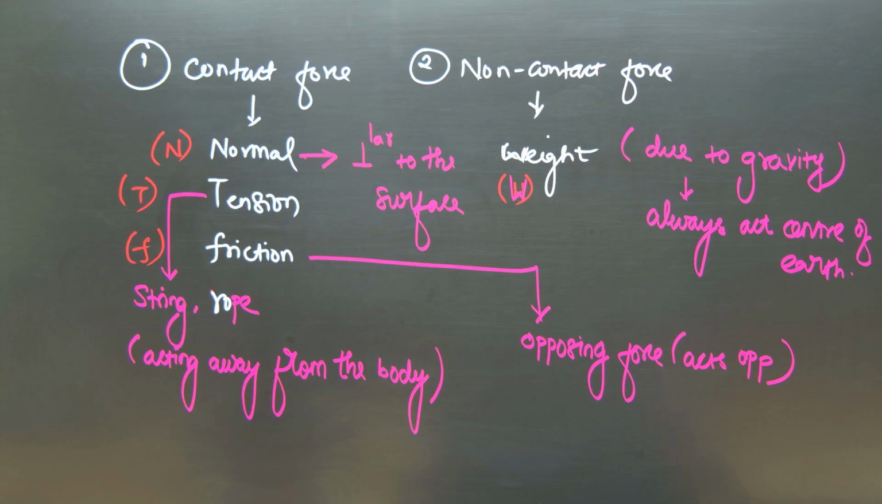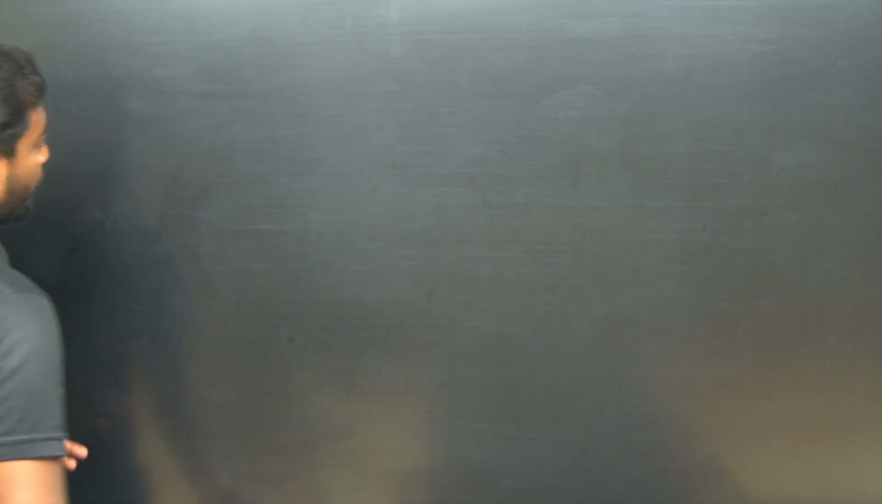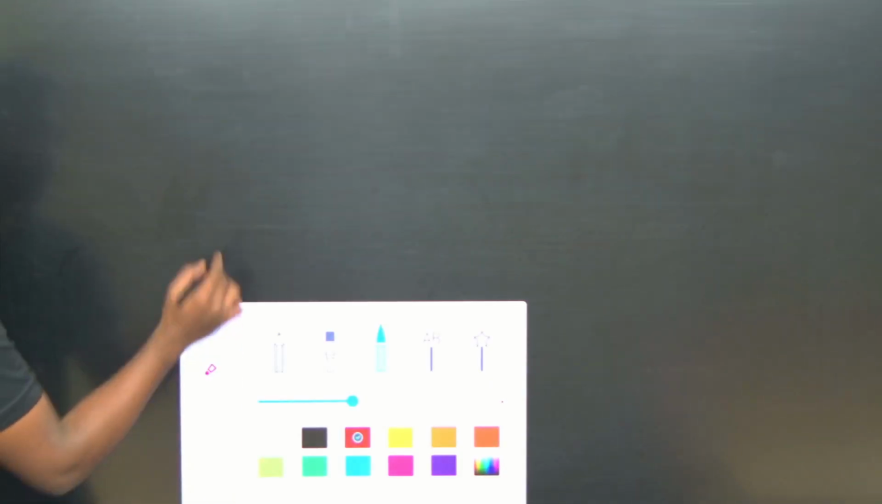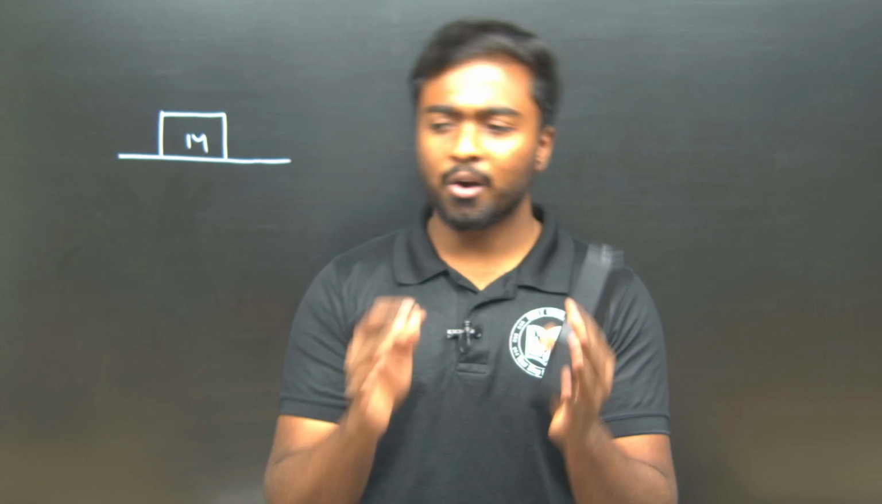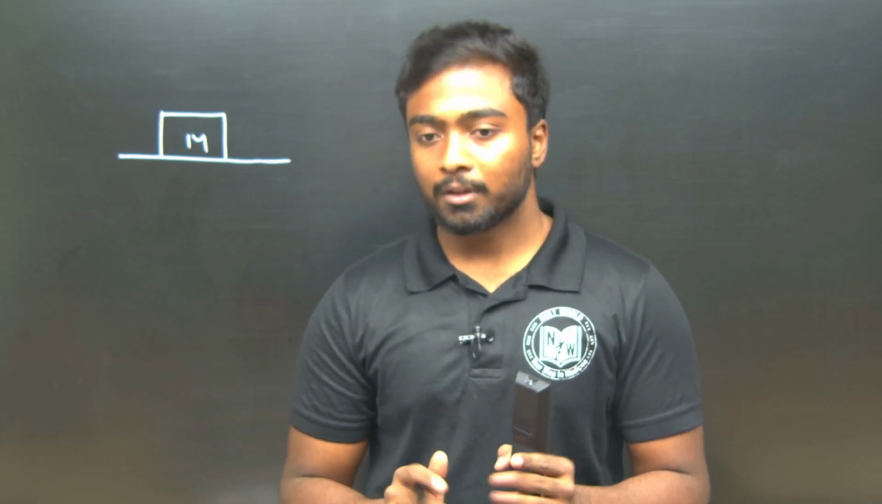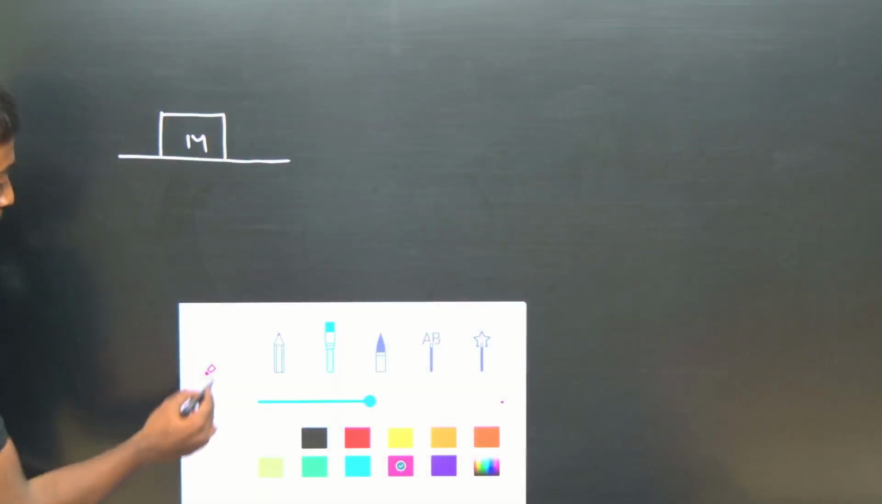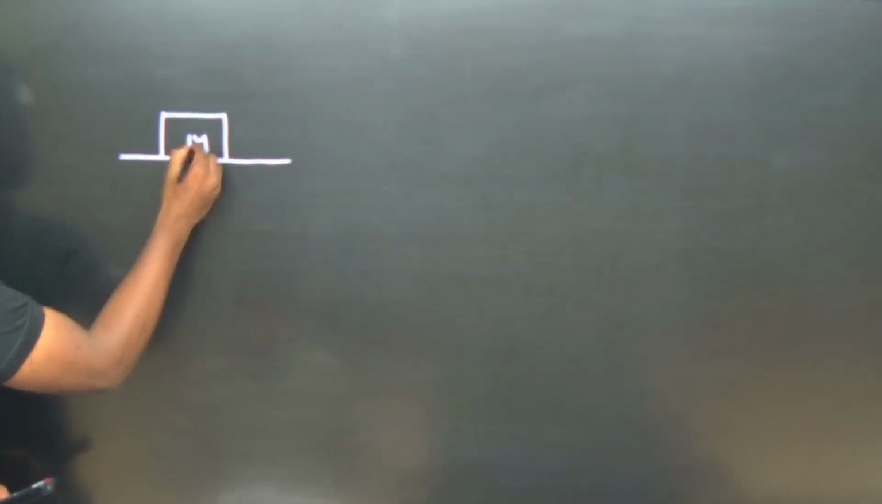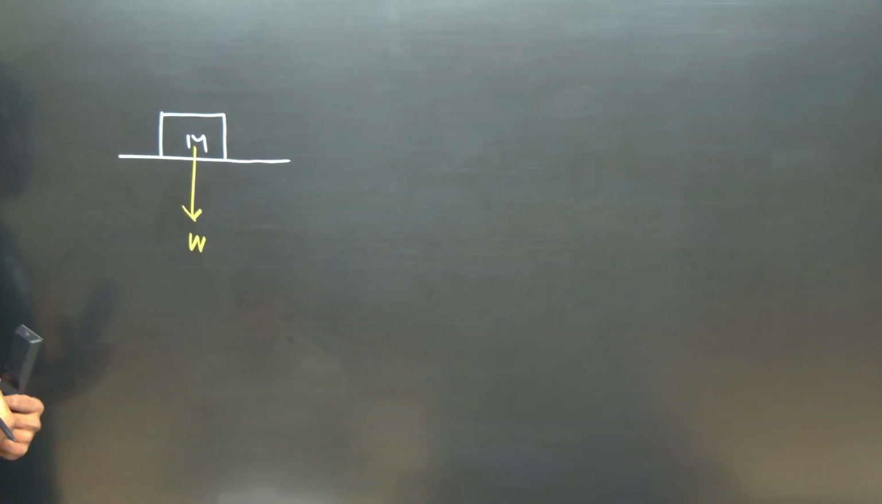Done? Can we go for the next one? Okay, so let us discuss now. If I have a surface over here and I am keeping a block like this, what are the forces acting here? Obviously, when I talk about any object, gravity will be acting. That is weight. So how can I mention that? Towards down. That is weight.